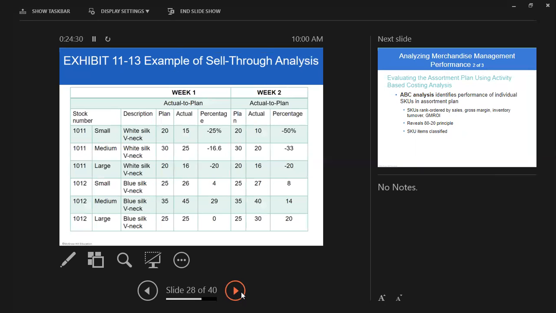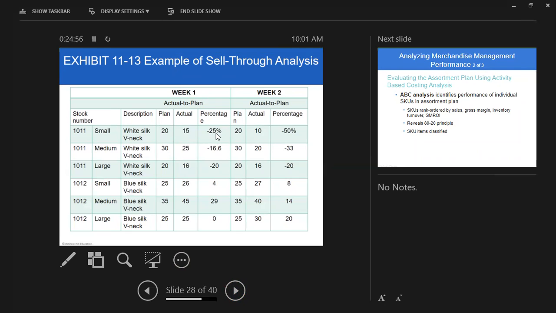So here you can look at some comparison, okay, actual to plan week 1 and also week 2. So you can look at the plan and actual here, whether there's a difference. The plan, okay, you put 20, but actual being sold is only 15, for example. So there's a difference of negative 25% in terms of your products or merchandise.